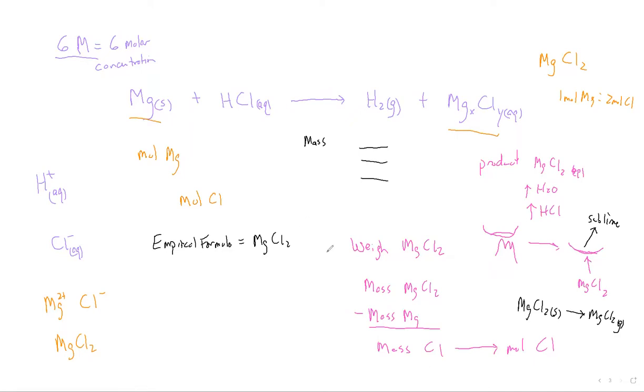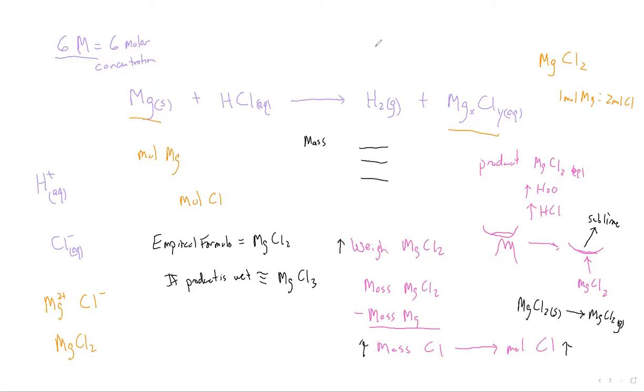But if it's too wet, if there's too much water in here, that means when we weigh it, the mass is going to be too high. And so if the mass is too high, when we subtract the mass of the magnesium, the mass of the chlorine is going to be too high. And so the moles of the chlorine is going to be too high. If the product is wet, everything's going to be too heavy. And so our estimated empirical formula will have more chlorine. So it'll be closer to MgCl3, right? We'll have too much chlorine in there.